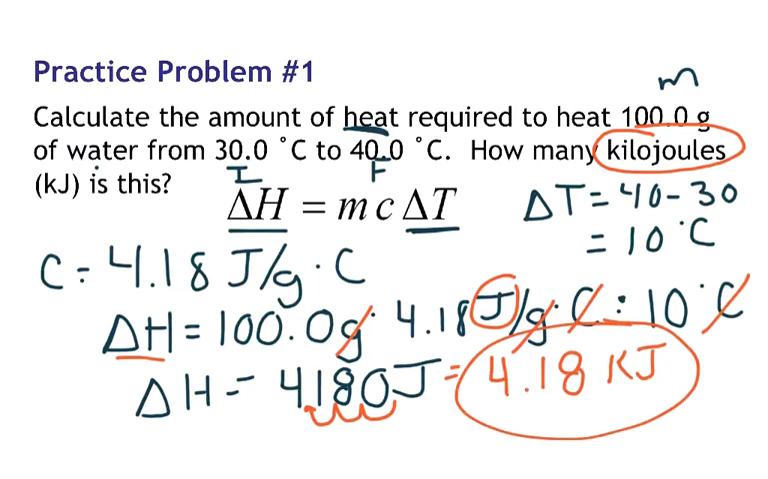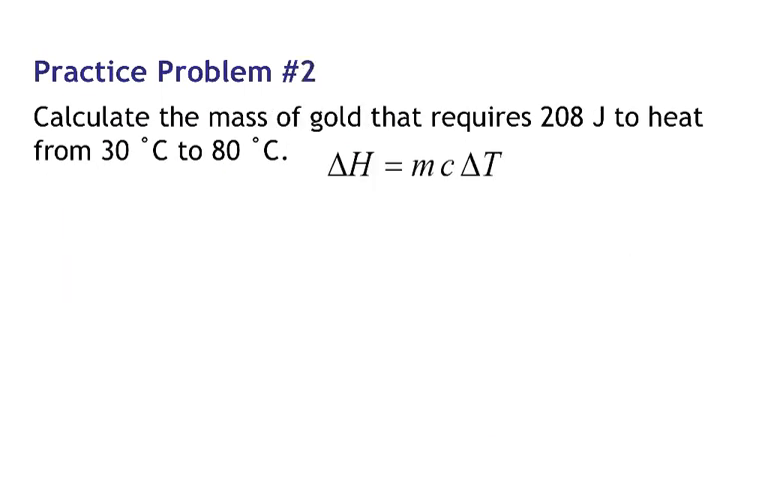So this one was a basic delta H problem. If that was challenging, I might go back through the slides and try again on your own before moving on, because now we're going to look at the other variables. So if you look at problem 2, it says calculate the mass. So we're going to look for something different this time, of gold that requires 208 joules of heat to heat from 30 to 80 degrees Celsius.